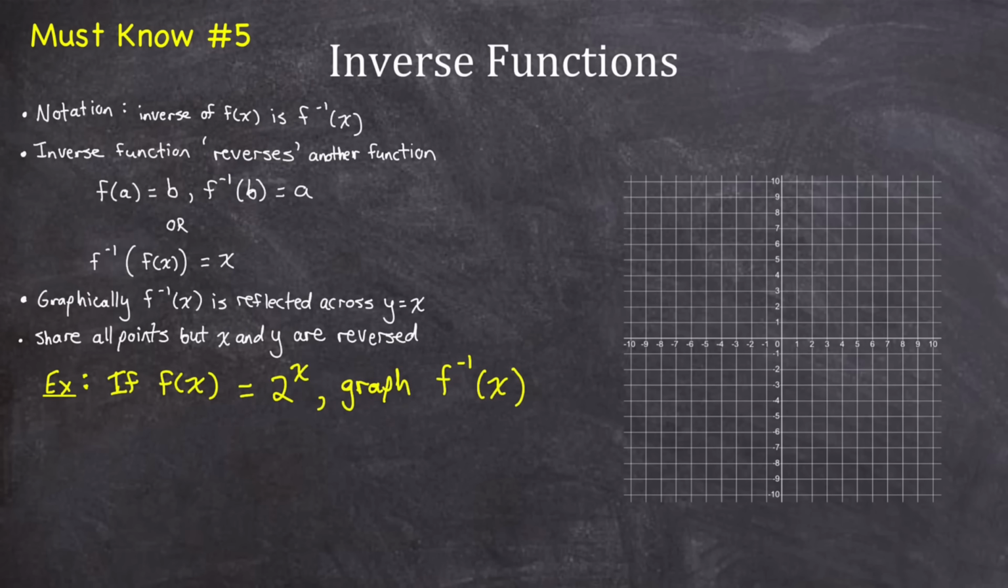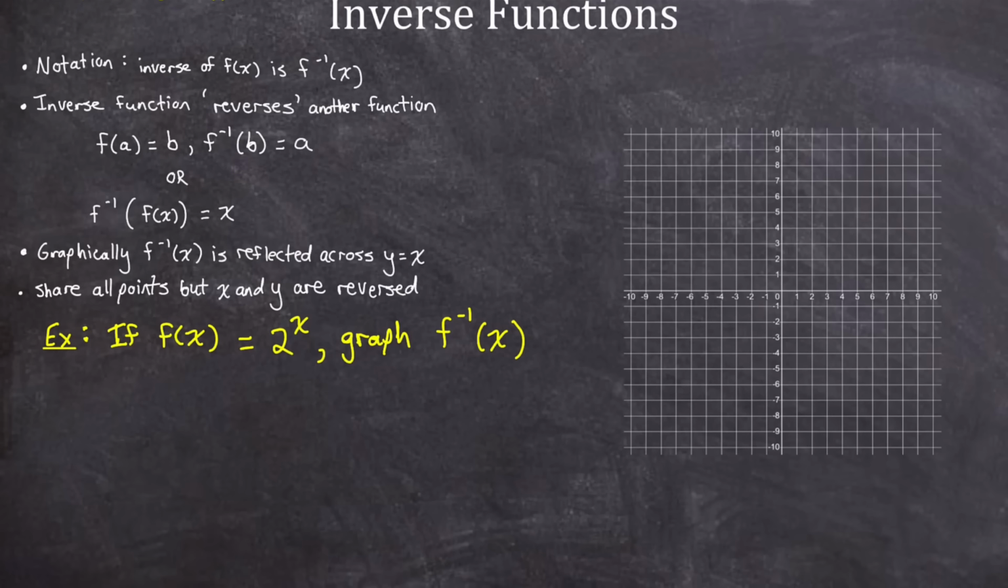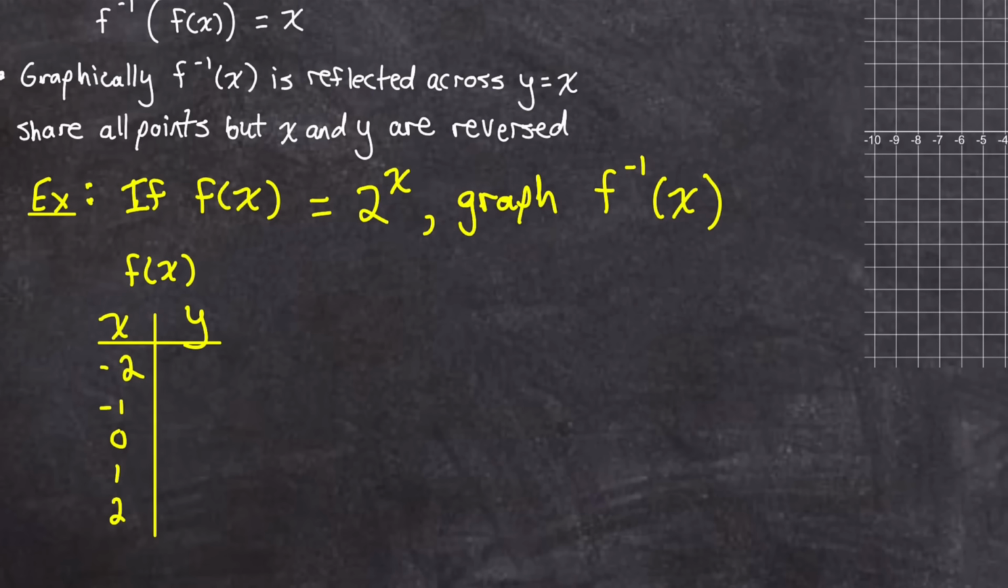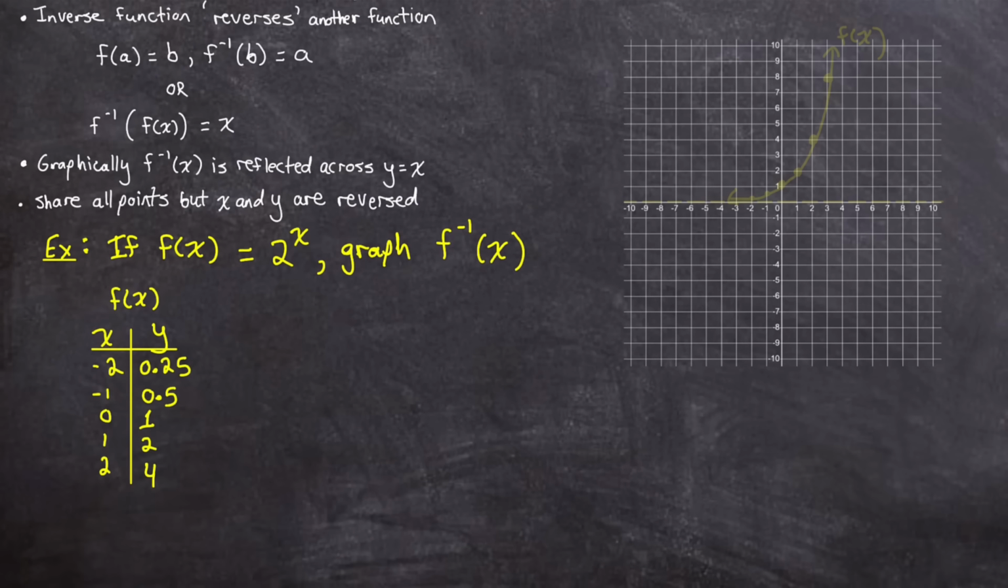The example says, if f of x equals 2 to the power of x, let's graph the inverse of f of x. So to graph the inverse of f of x, let me start by getting some key points for the graph of 2 to the power of x. I'll choose x values from -2 to 2, and now I can calculate the corresponding value of y by just doing 2 to the power of each of those x values. So those are the points for f of x. Let me graph that. So there's the graph of f of x. Notice it has a horizontal asymptote at y equals 0, and it grows exponentially.